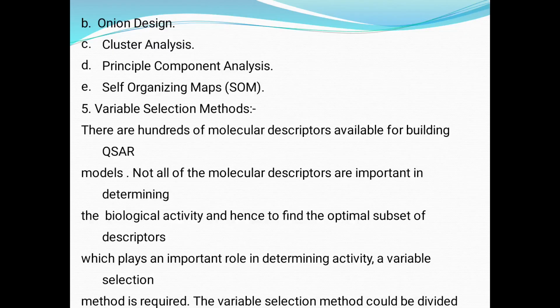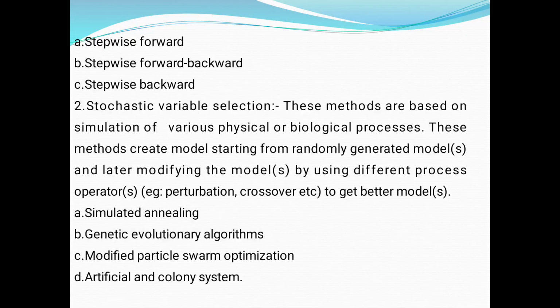There are hundreds of molecular descriptors. It is very difficult to really choose what descriptors you should use. Not all can be used because there are thousands of descriptors that determine the biological activity, and hence it is very important that you use those descriptors which would be required for that equation. Therefore you use a variable selection method to select the descriptors. The variable selection method could be divided into stepwise forward backward, and stepwise backward method. I personally use the stepwise forward backward method.